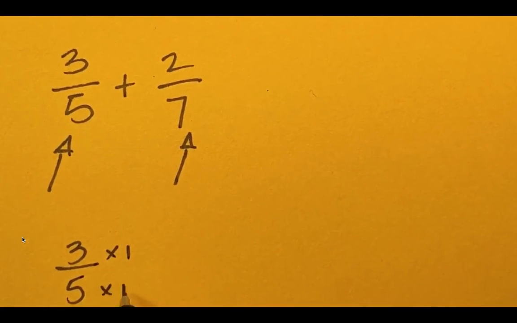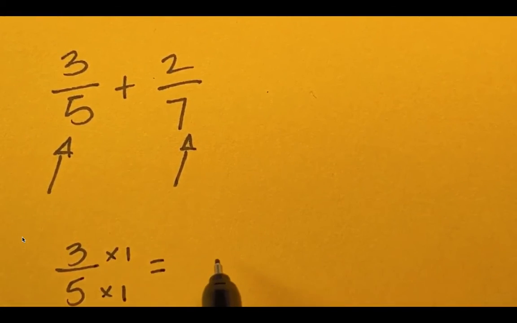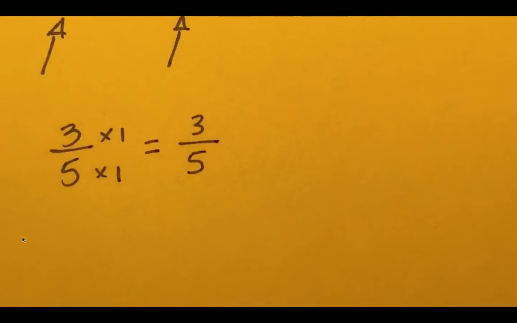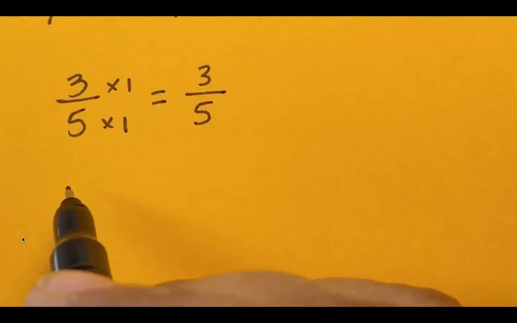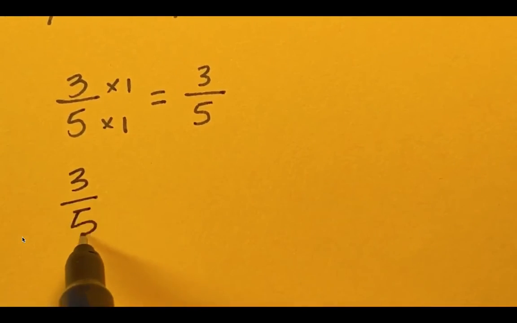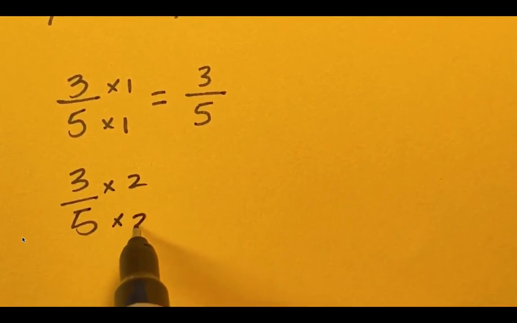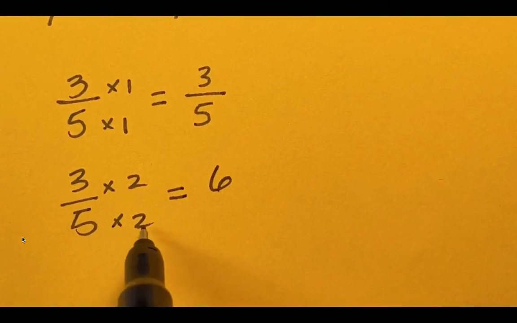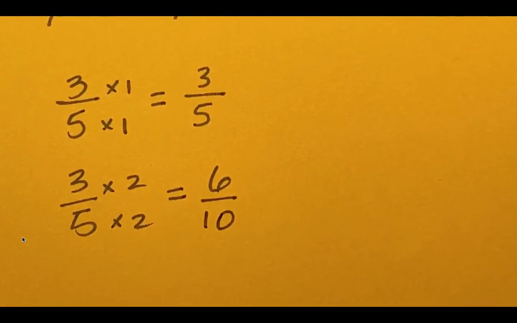So begin by writing 3/5 and I'm going to multiply the numerator and the denominator by 1, which gives me 3 times 1 is 3 and 5 times 1 is 5. So this is not necessarily an equivalent fraction, but it does help illustrate the process. This time we're going to multiply the numerator and denominator by 2. 3 times 2 is 6, 5 times 2 is 10.